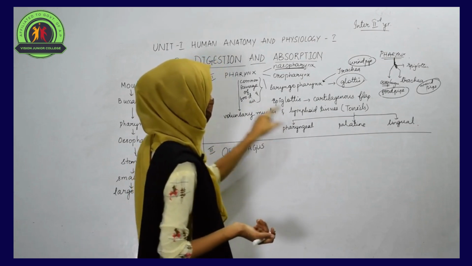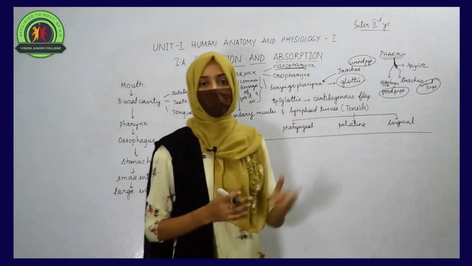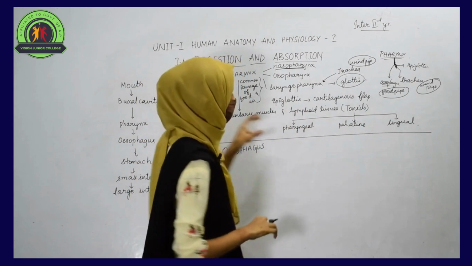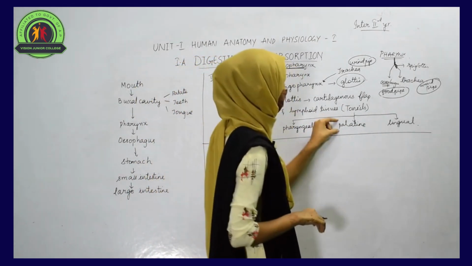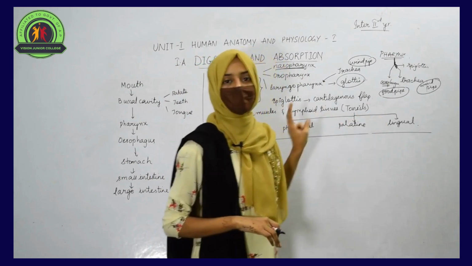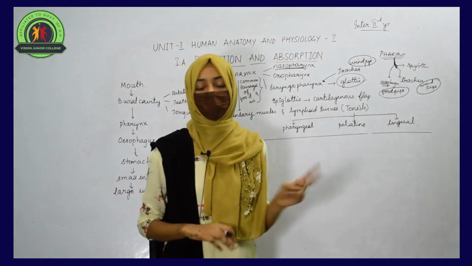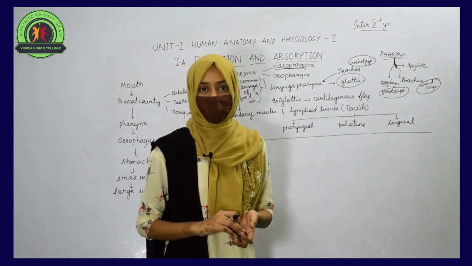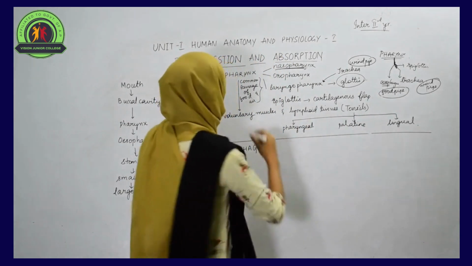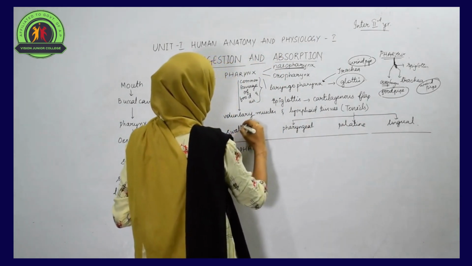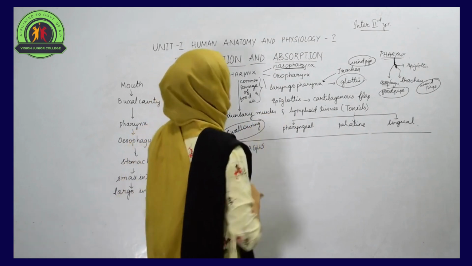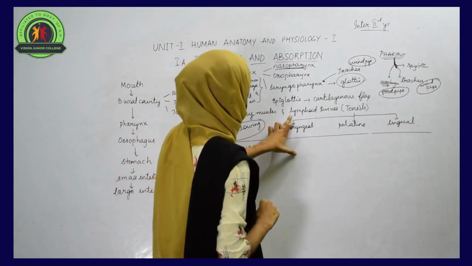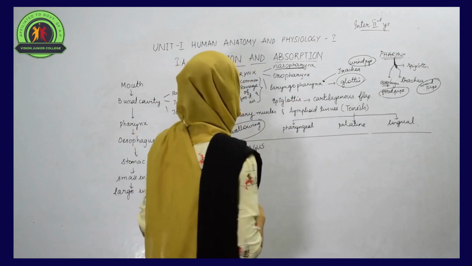The lymphoid tissues which are present in the pharynx we call tonsils, and tonsils are of three types: pharyngeal tonsils, palatine tonsils and lingual tonsils. These three tonsils are the lymphoid tissues of the pharynx, and they help in the process of swallowing of food. We can swallow the food easily because of the presence of lymphoid tissues called tonsils.